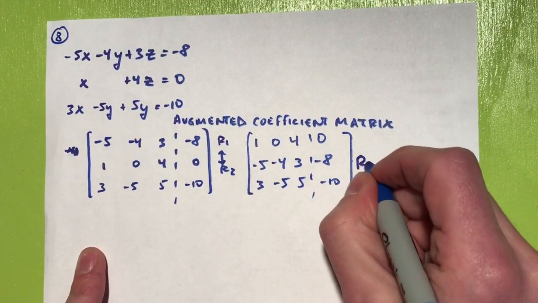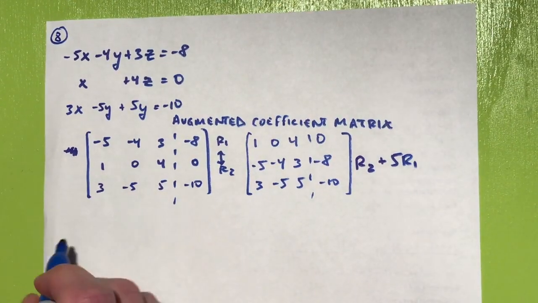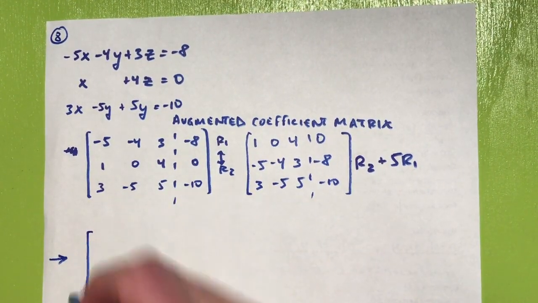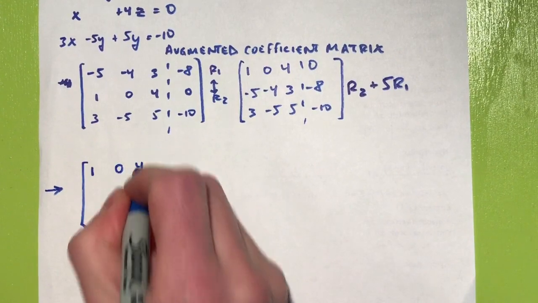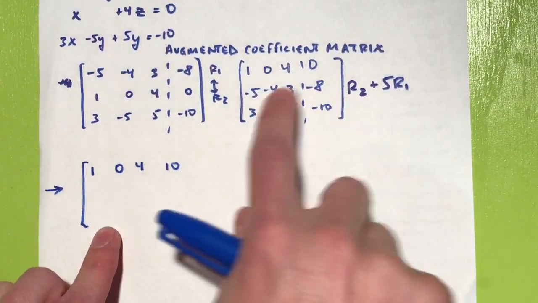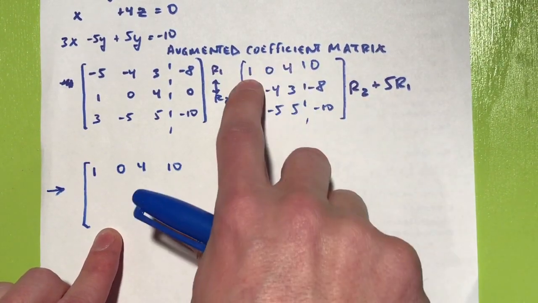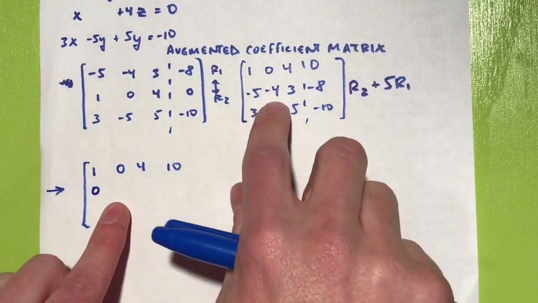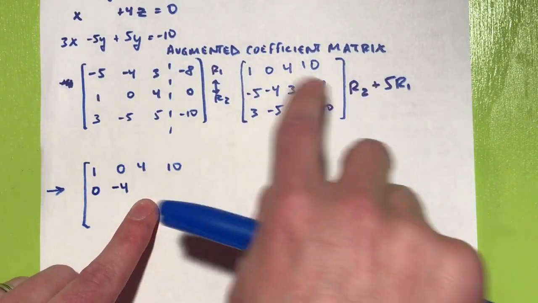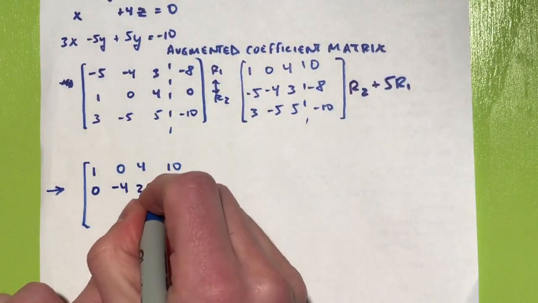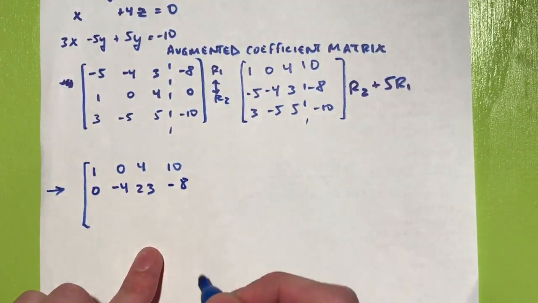I'm going to take row 2, and I'm going to add 5 times row 1. I'm going to bring that down to the next line. Row 1 is going to stay the same. So we have 1, 0, 4, 10. I'm going to take row 2. Because of that negative 5, I want that to be a 0. Negative 5 plus 5 times 1 gets us 0. Negative 4 plus 5 times 0 keeps that negative 4. 3 plus 5 times 4, that's 23. And negative 8 plus 5 times 0 keeps it negative 8.